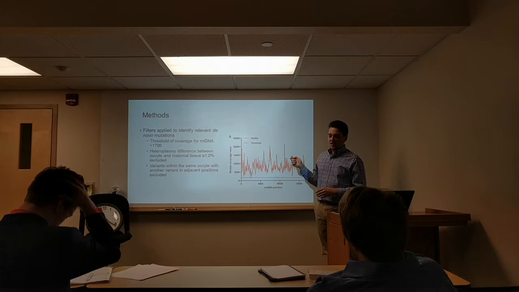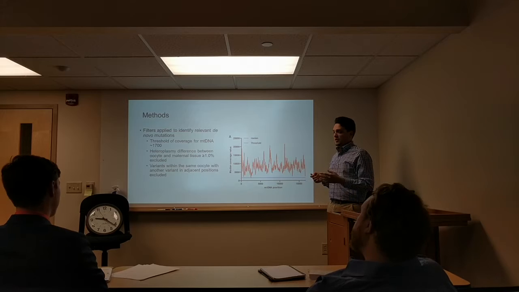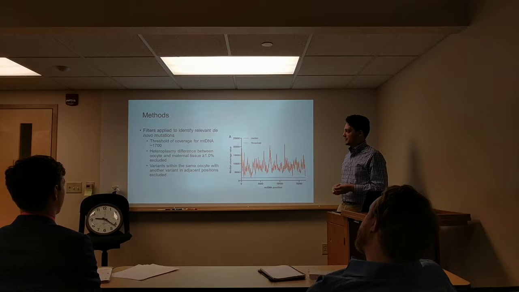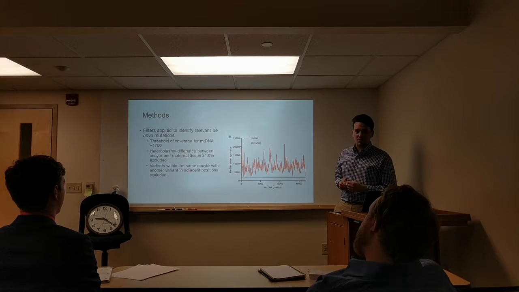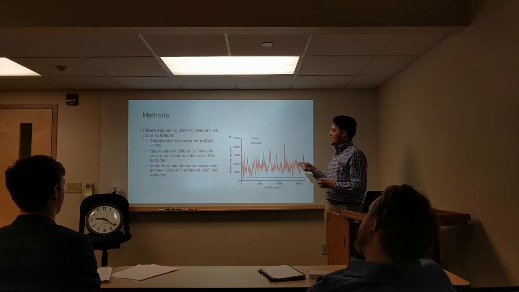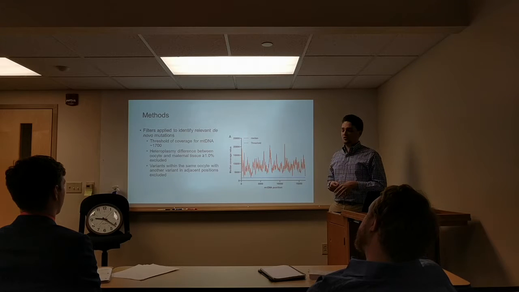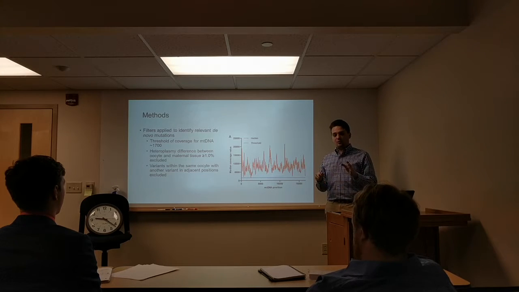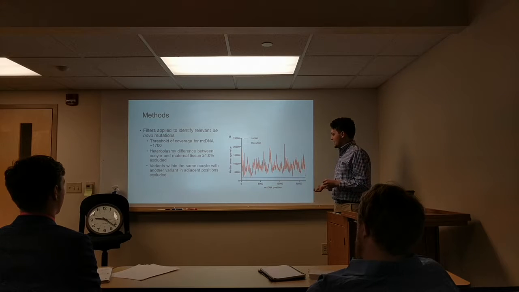The benefits of the new generation sequencing are that it's cheaper, quicker, more effective, and you can use a smaller sample. After they had their results from the sequencing, they added some filters to make sure they were only looking at relevant de novo mutations. First, they had a threshold of coverage for mtDNA of greater than 1,700.